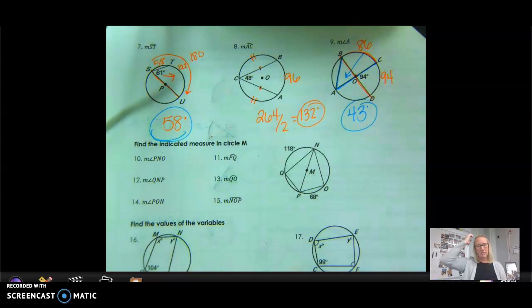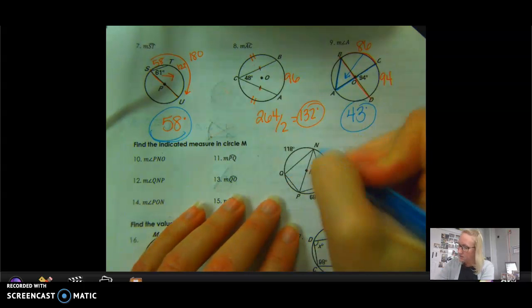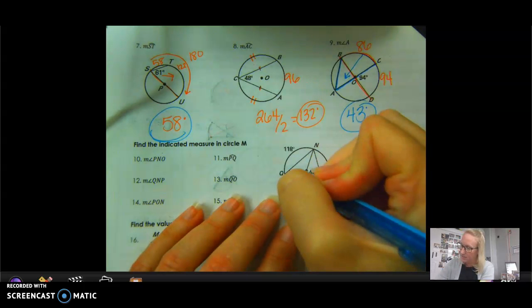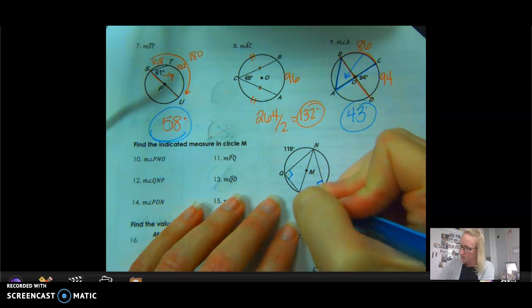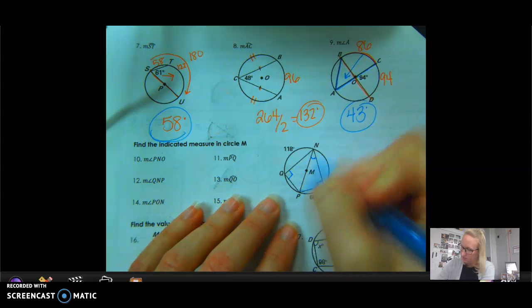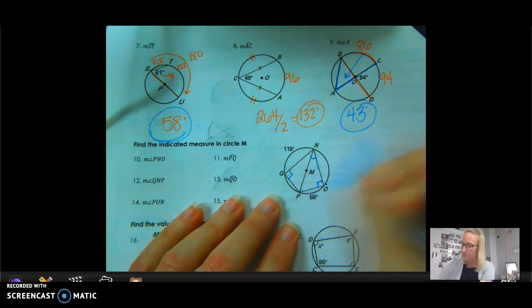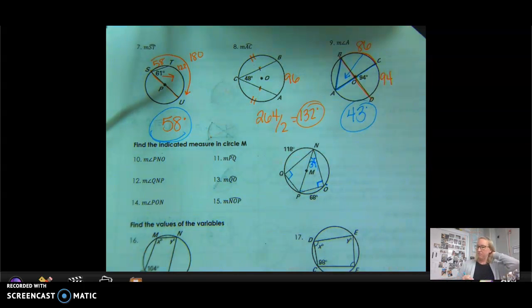All right. Next, find the indicated measure in circle M. So this is a diameter, which would make that 90, and make that 90. So to find this angle in here, this is the arc that it makes right here, so 68, so I divide that by 2 to find 34. So right now what I'm doing is I'm actually just going through and finding different angle measures that I know right away.